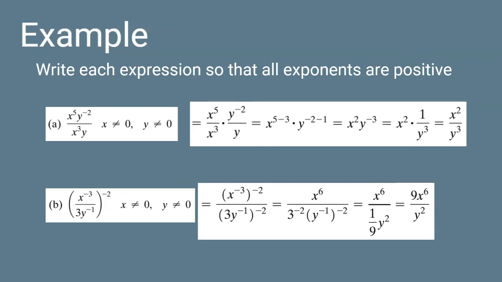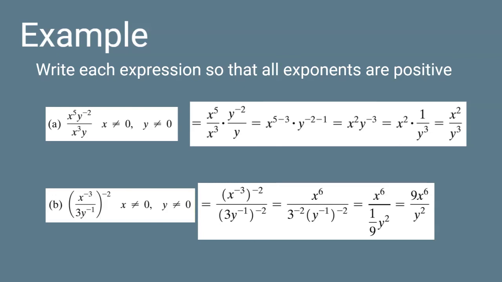So our rules before said that we multiply those two numbers. So negative 3 times negative 2 is a positive 6. Now let's look at the denominator. We've got a 3y to the negative 1 raised to the negative 2. So the first thing we need to do is distribute that negative 2 to each one of those terms. When we do that, we get 3 to the negative 2 and y to the negative 1 to the negative 2.